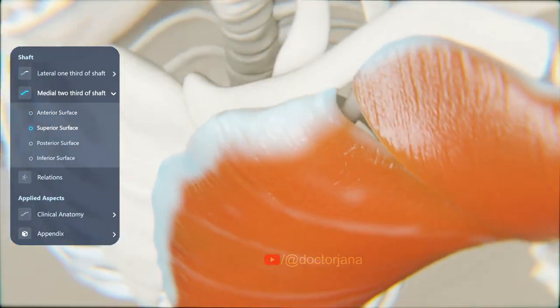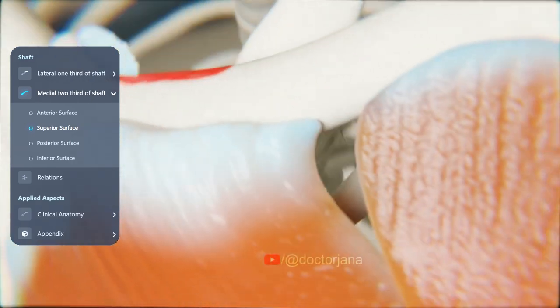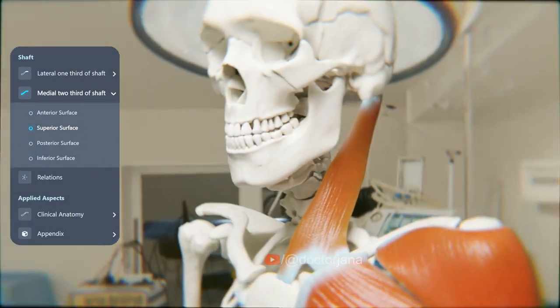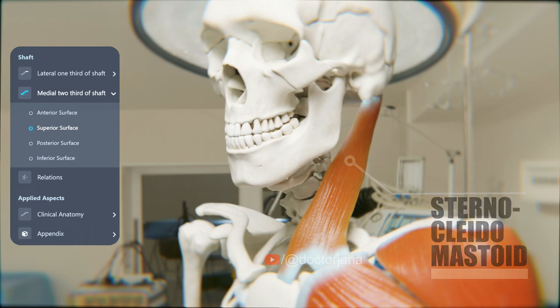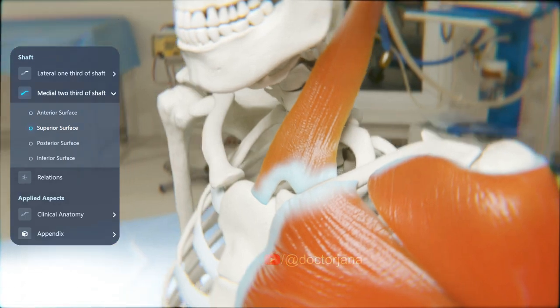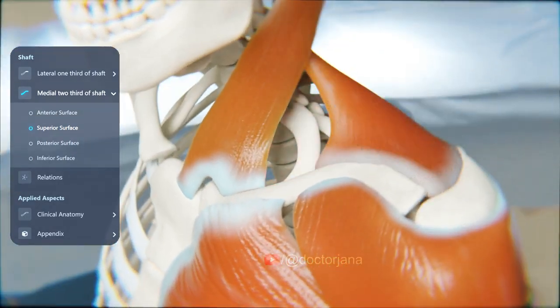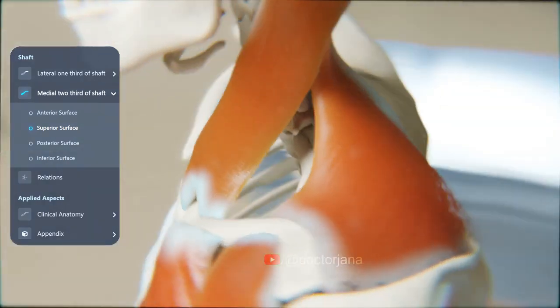The superior surface gives origin to the clavicular head of the Sternocleidomastoid Muscle in the medial part. This is the Sternocleidomastoid Muscle originating from the sternum as well as the clavicle and inserted onto the mastoid process. The superior surface of the clavicle in the lateral part forms the base of the posterior triangle of the neck. This is the posterior triangle of the neck.